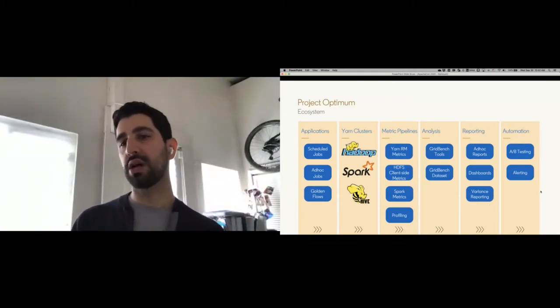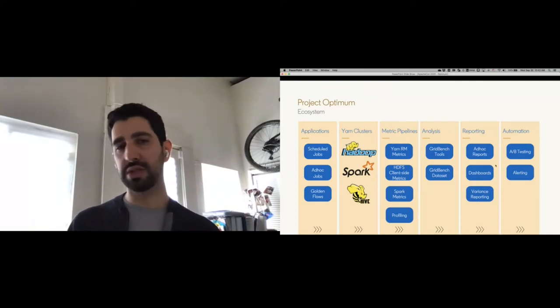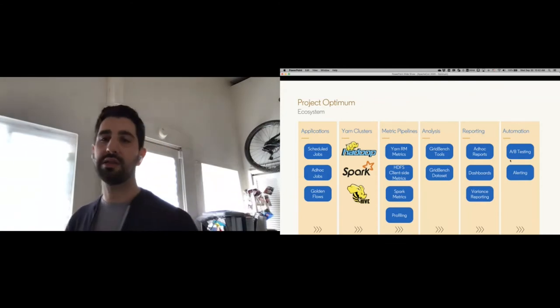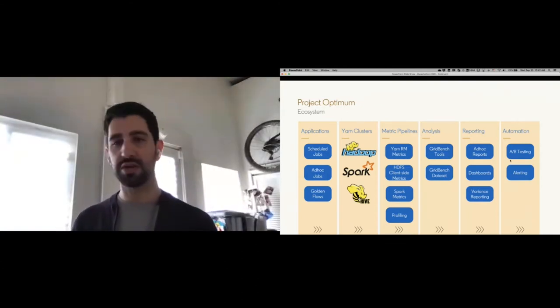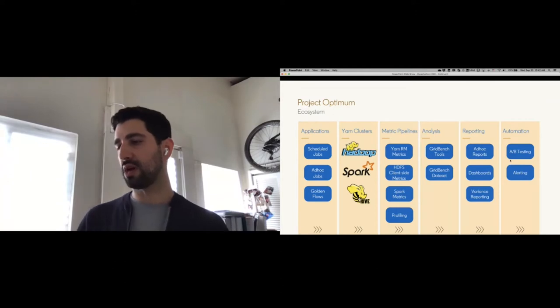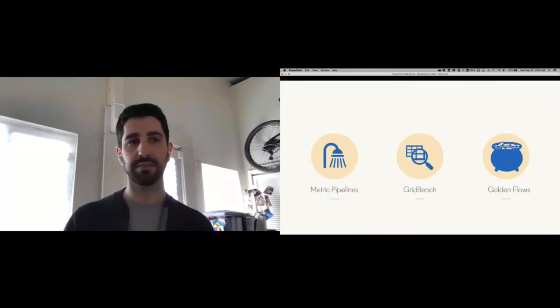The last thing is automation. So once we have all of those reports and analysis, that enables us to come up with an A/B testing platform so that you can experiment on different configs or different types of coding options and so on, and also alerting. With the dashboards and all those metrics being populated, we can set up alerts to catch these kinds of issues at a pretty early stage.